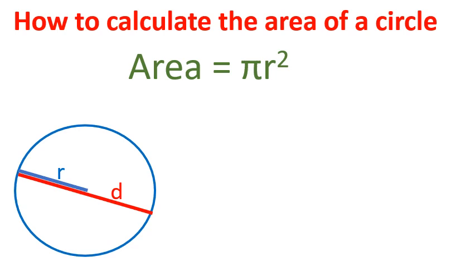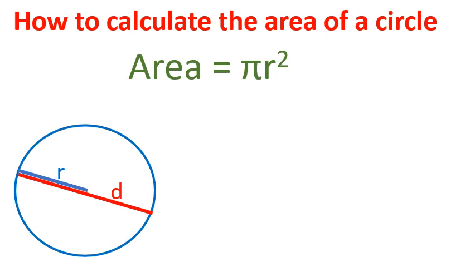In this video, it will be explained how to calculate the area of a circle. The area of a circle is pi r squared. So it's pi, which is about 3.14, times the radius squared, meaning the radius times the radius times pi.